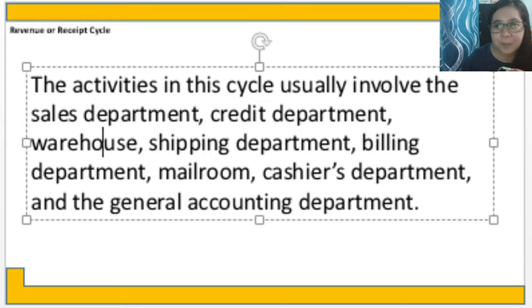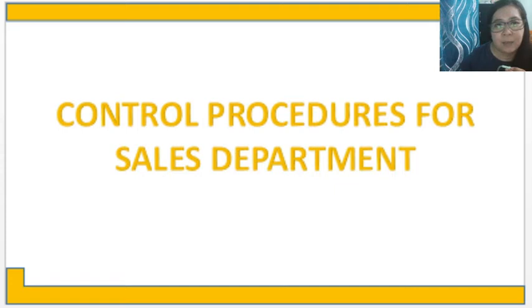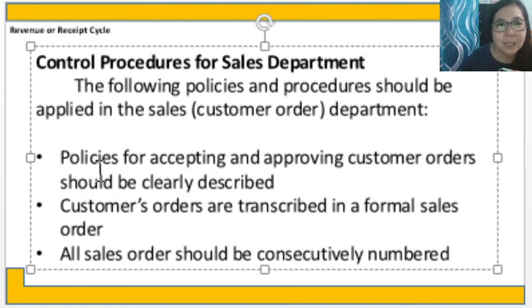We will discuss each of these departments with respect to the control procedures that should be applied to detect any misstatement, fraud, or error that may exist in such departments. The first control procedure is for the sales department. For the sales department, we have the following policies and procedures that should be applied.